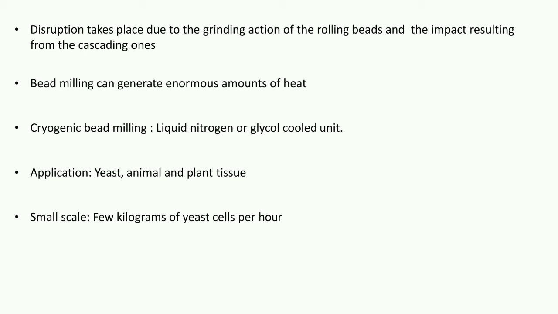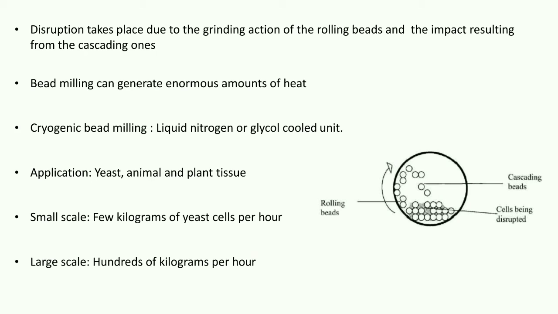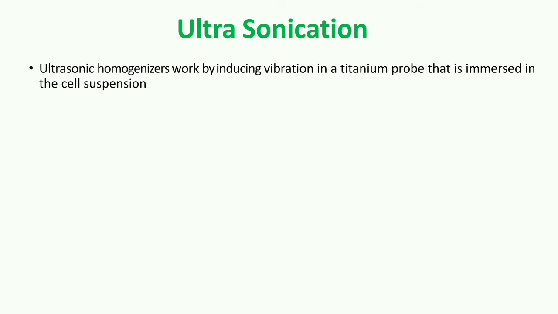Bead mill can be operated on a small scale of as small as a few kilograms of yeast per hour to large scales to obtain lysis of hundreds of kilograms per hour. In this diagram, you can see the rolling beads when moved bring about the rupture of cells. Ultrasonication uses liquid shearing methods. Ultrasonic homogenizers mainly work by inducing vibrations with the help of a titanium probe. This probe is immersed in the cell suspension.